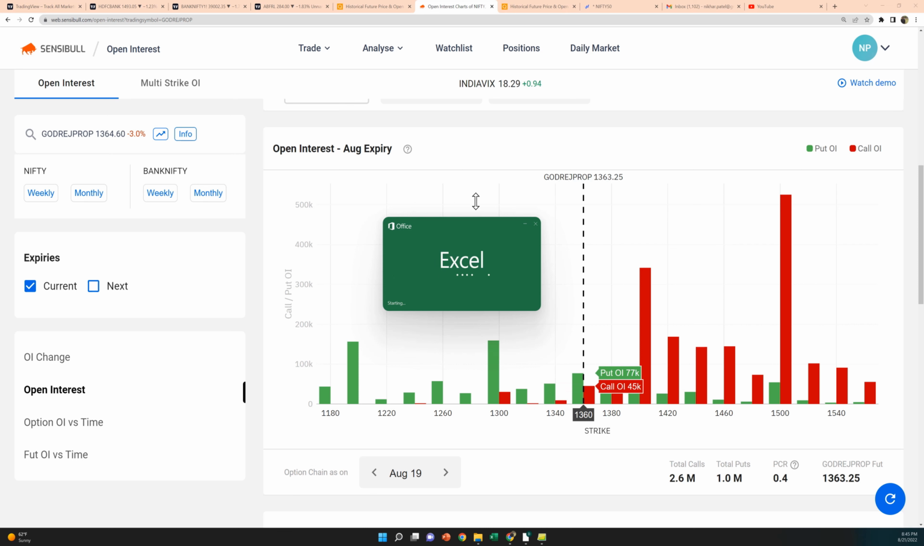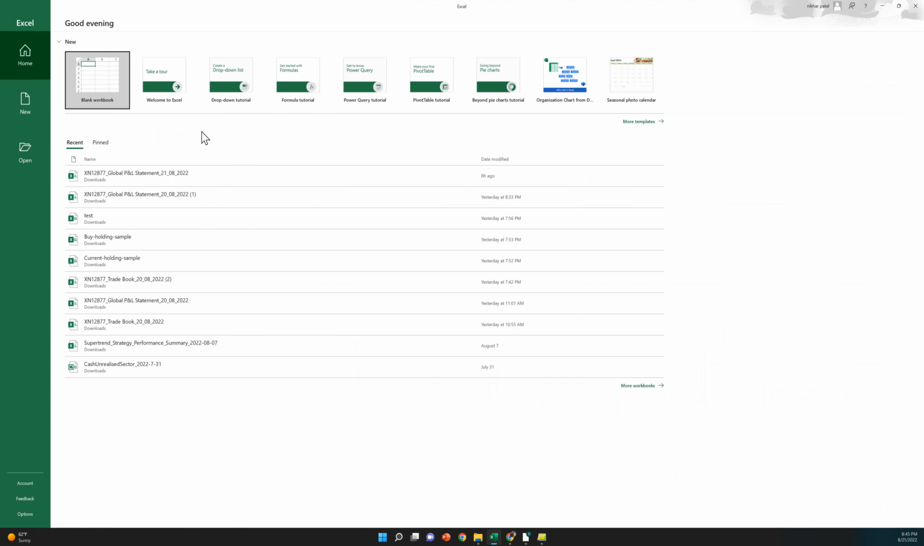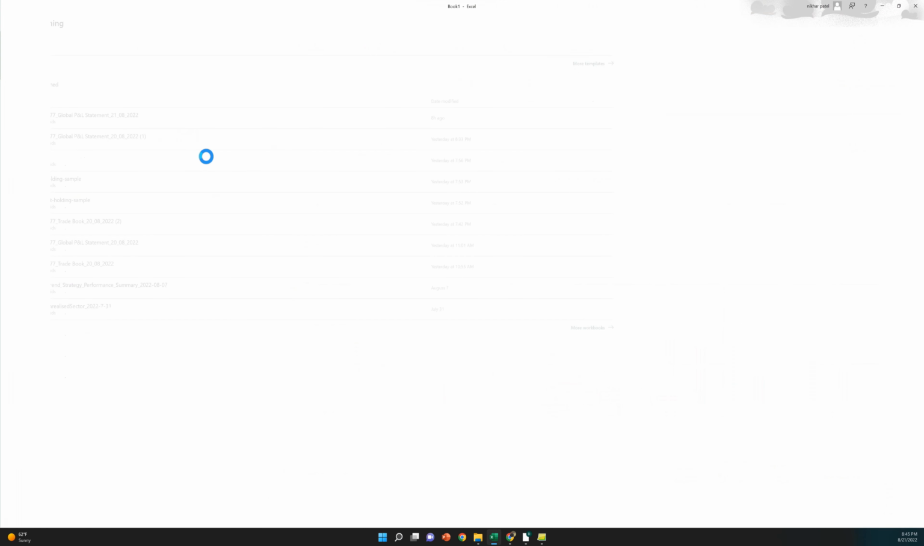I'll just open my Excel sheet and just note this down. So currently we are at 1360, and the next average support was at 1340, and then the major support was at 1300. Now we are currently at 1363. What I would do is, let's say when the stock falls below 1360, I would take a short position.